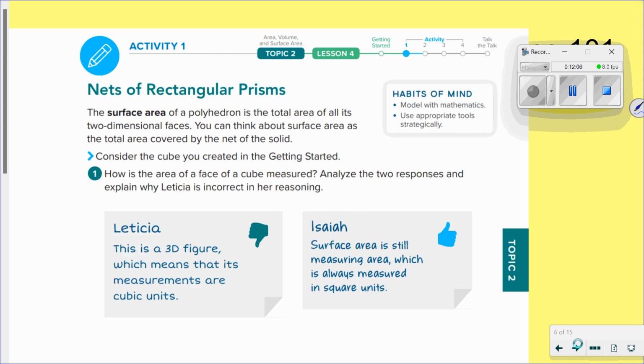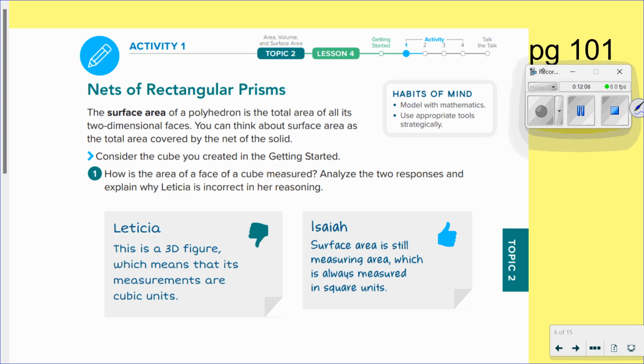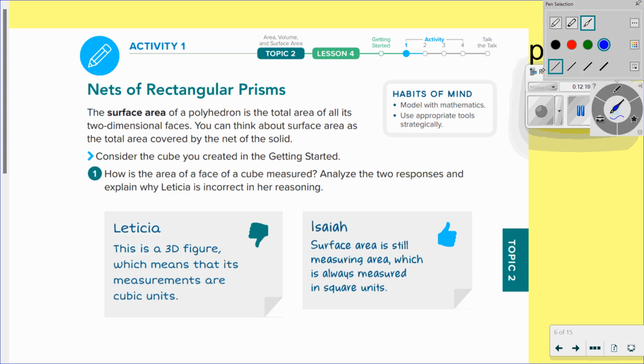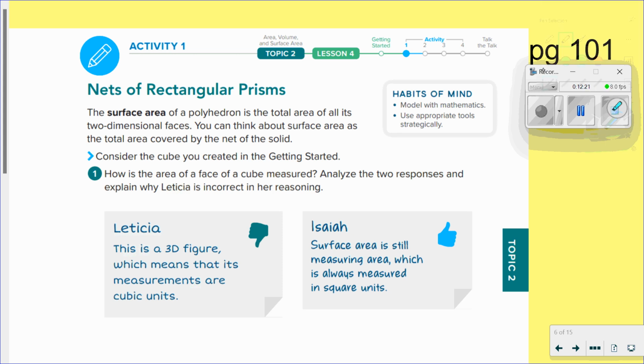We're on 101. Okay, guys, we do need our highlighters again. Guys, quiet down.